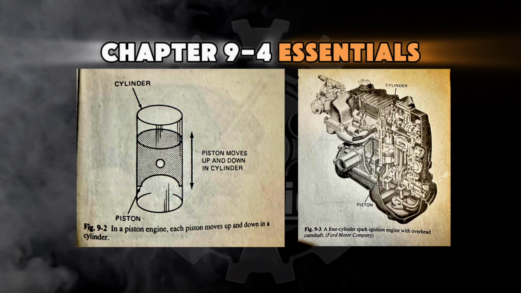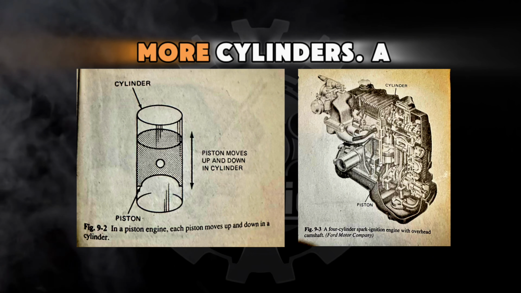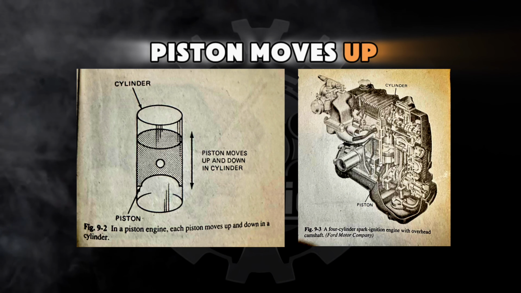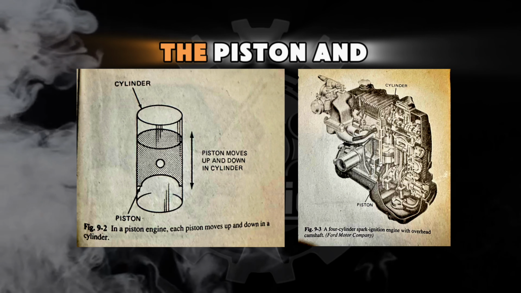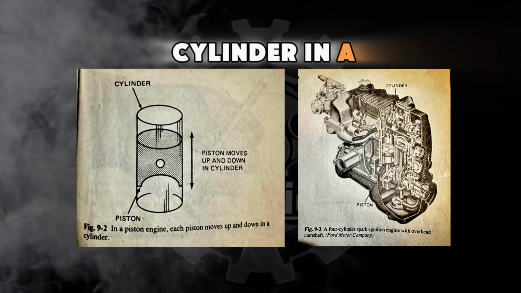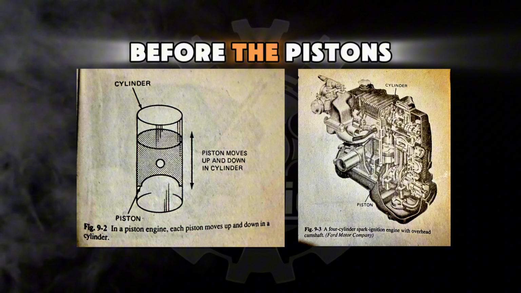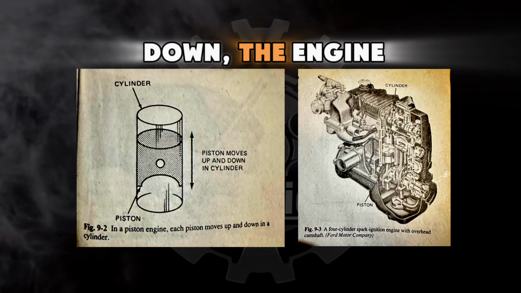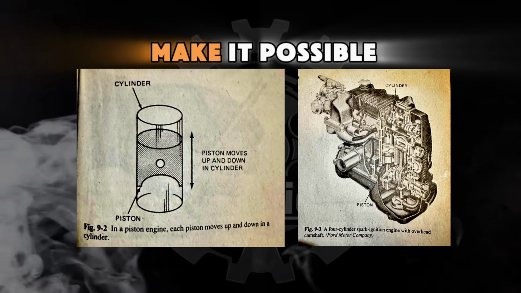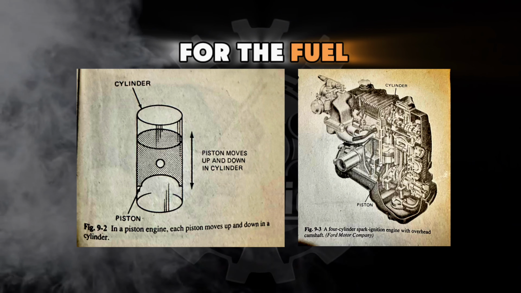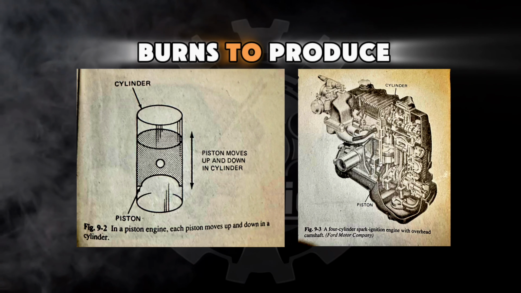Chapter 9-4. Essentials for the engine. The automobile engine has 3 or more cylinders. A piston moves up and down in each cylinder. Figure 9-2. Figure 9-3 shows the piston and cylinder in a 4-cylinder engine. The car moves because the pistons move. Before the pistons move up and down, the engine must have fuel available. Gravity, atmospheric pressure, and vacuum make it possible for the fuel to get into the engine cylinders. There, the fuel burns to produce power.